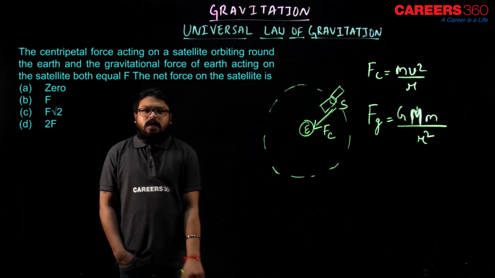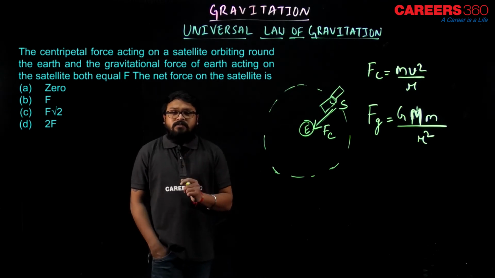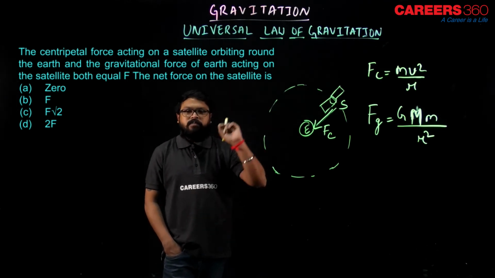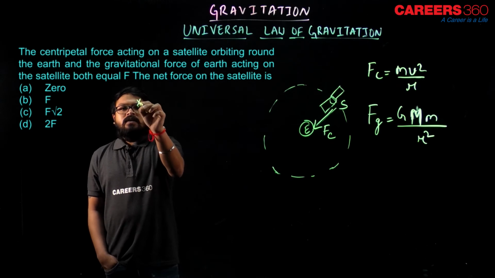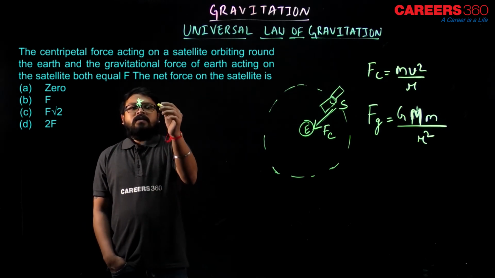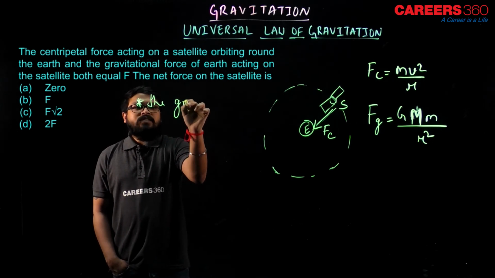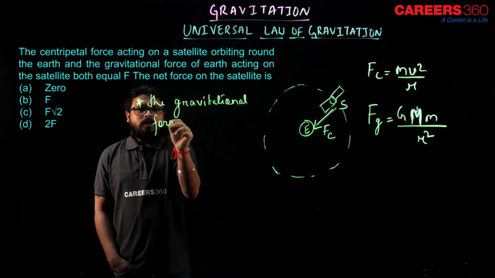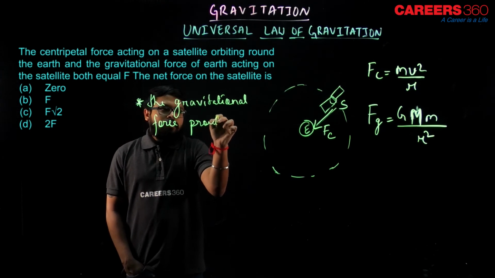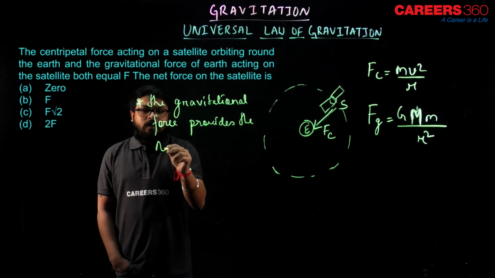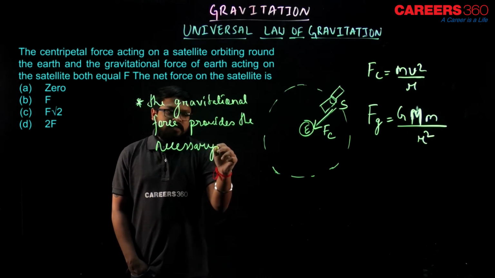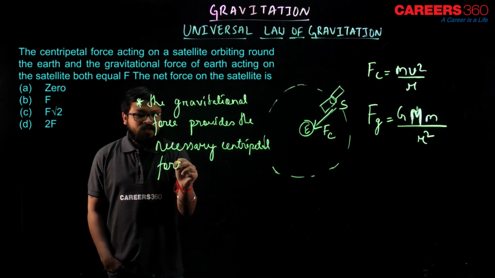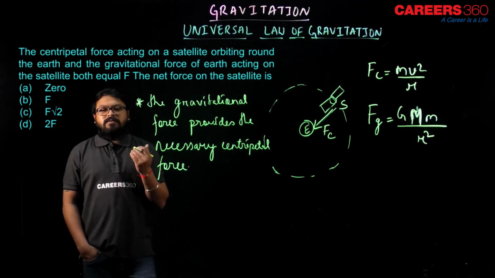Now let me tell you one thing in this question. The gravitational force acting on the satellite due to the earth is the force which provides the necessary centripetal force. So let us note that as an important point: the gravitational force provides the necessary centripetal force. Centripetal force is nothing but center seeking force which we have already discussed, right. The gravitational force provides the necessary centripetal force.